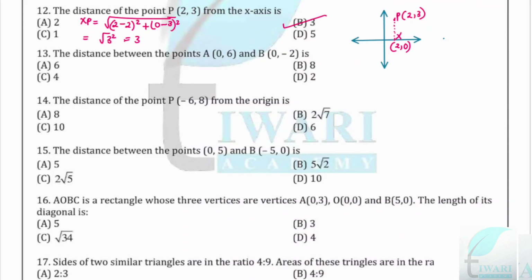Coming on to question number 13. The distance between the points A (0, 6) and B (0, minus 2) is what? We simply need to apply distance formula. AB will be equals to under root (0 minus 0) whole square plus (minus 2 minus 6) whole square, which is equals to under root 8 square, that is equals to 8. So option B is the right answer.